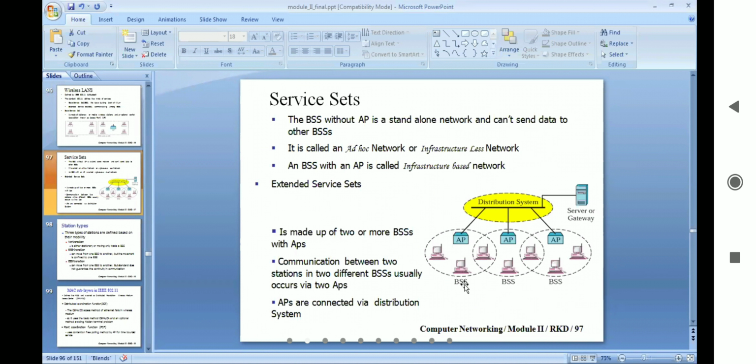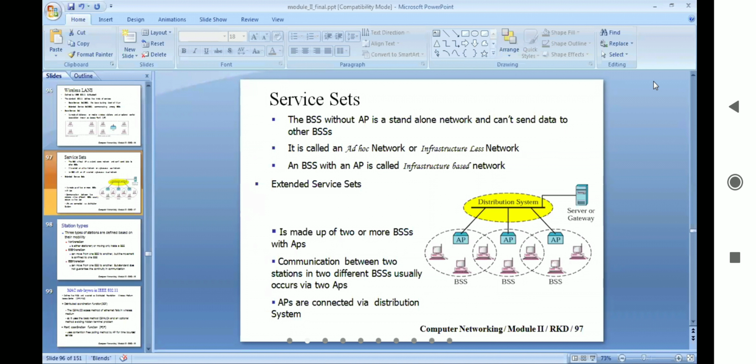Whenever one of the nodes of BSS 1 wants to communicate with one of the nodes of BSS 3, this node will first communicate to its access point, then this access point will communicate to the distributed system. It may be a switch, or maybe another type of system, and from this switch it will distribute to the access point of BSS 3. From this access point it can communicate to the node. So this is the way an extended service set is supported by IEEE 802.11.